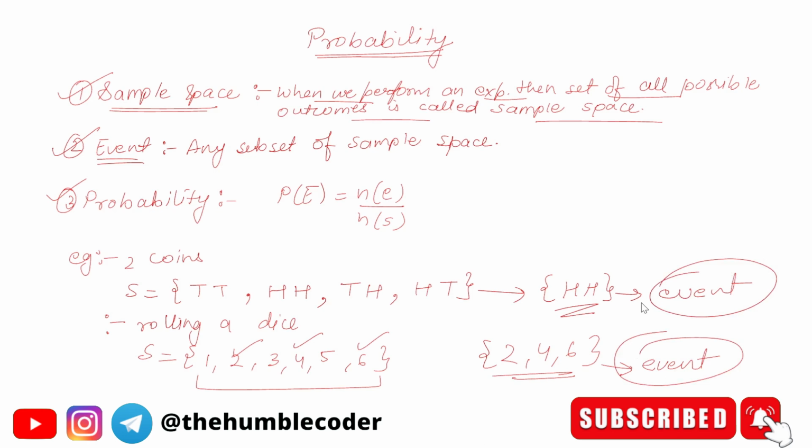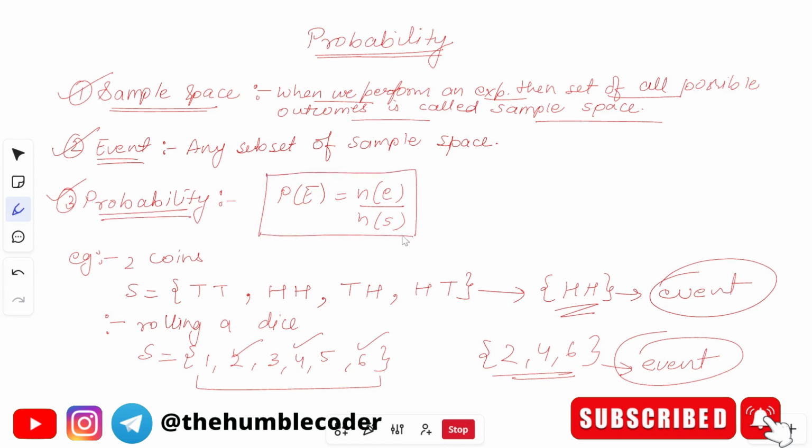Now coming on to the most important part, which is the probability formula. So this is the probability formula that we have, and this is what we are going to use in order to solve multiple questions. That is, probability of an event is n(E) divided by n(S).